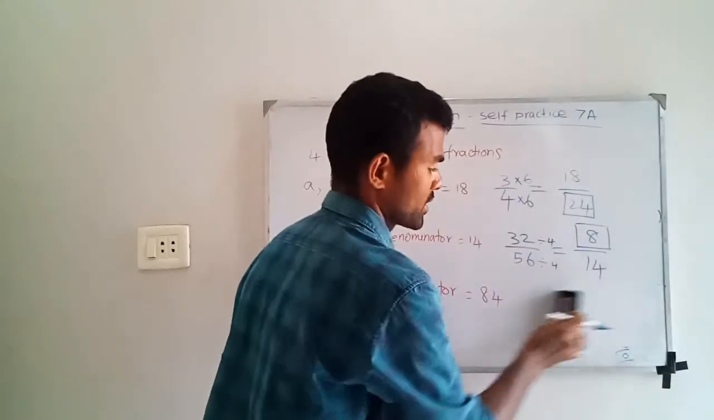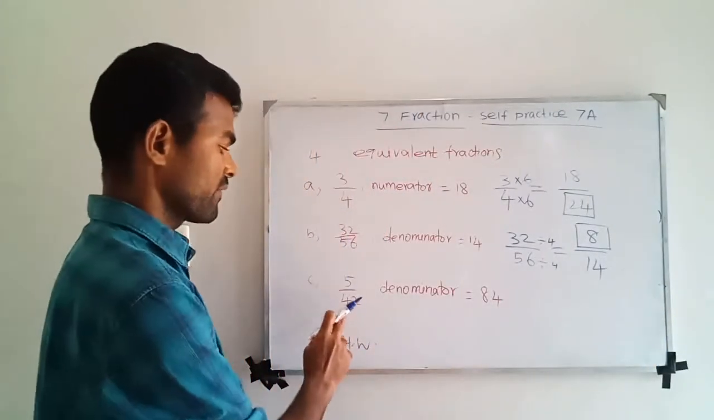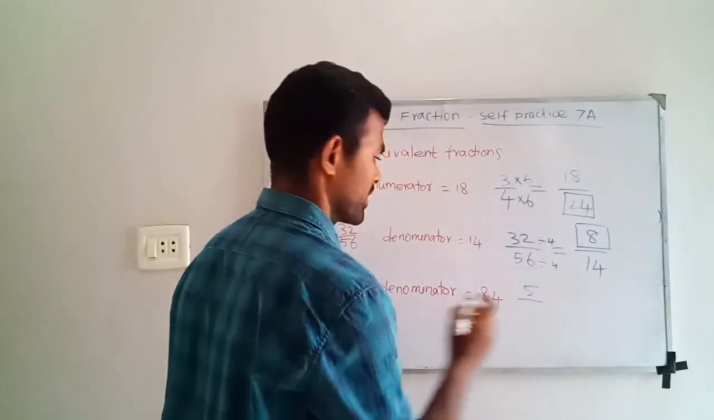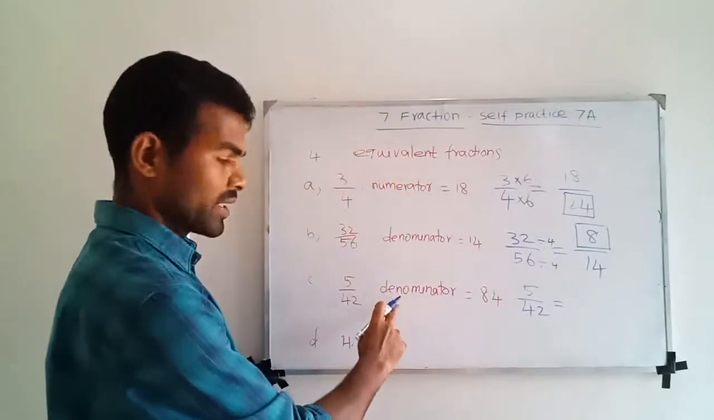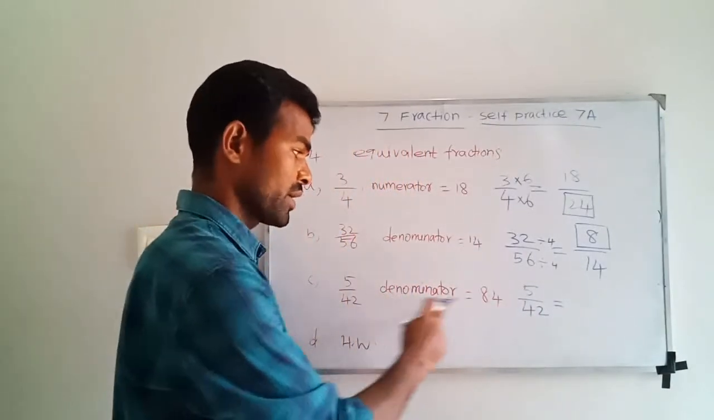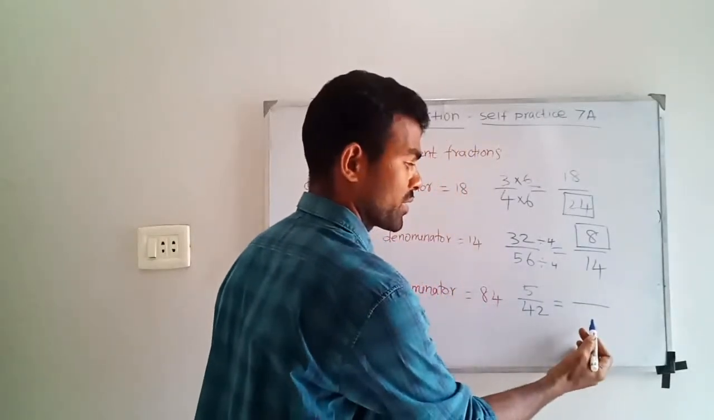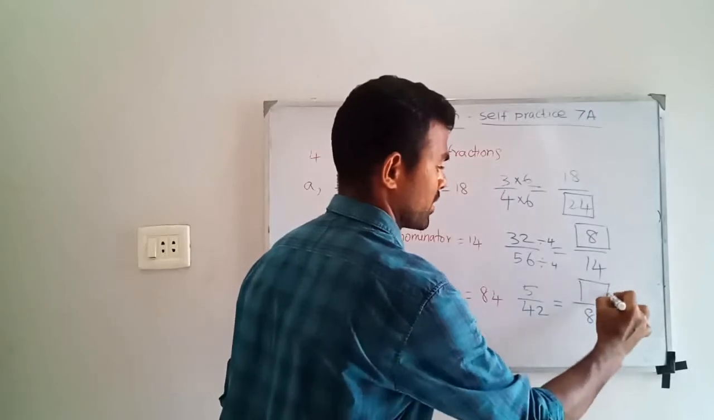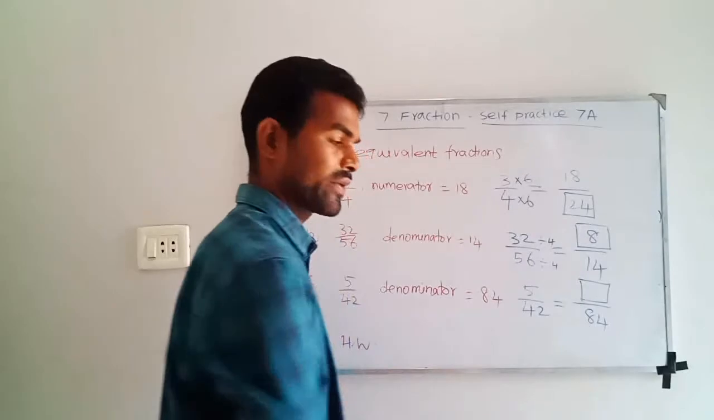Now let us see the third one. That is 5 by 42 equals to, and the denominator, how much? Denominator is 84. We have to find what? We have to find the numerator. So 42 here is 84.